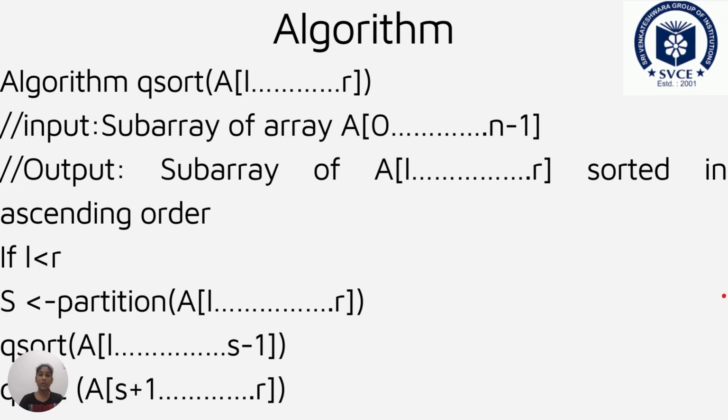Now let us go to the algorithm. The name of the algorithm is QSort A of L to R. Here L is the starting position of the array and R is the ending position of the array. Input: array A of 0 to n minus 1. Output: subarray of A of L to R sorted in ascending order. We will check whether L is less than R, and the partition of A of L to R is kept in S.